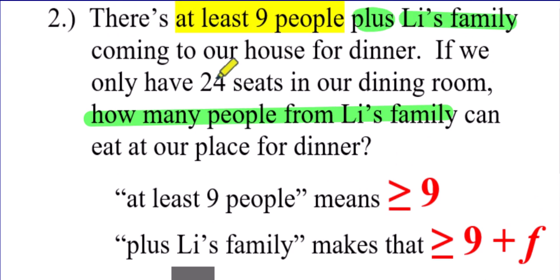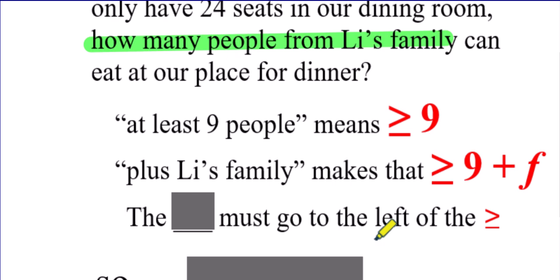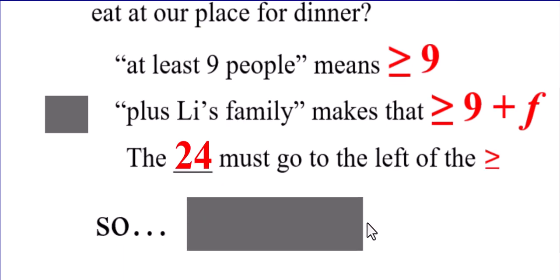So what about this 24 seats? Well, that's the grand total. We're used to having the grand total on the right, but we already have 9 plus F on the right. So that means the total of 24, go ahead and fill in the blank, must go on the other side of the greater than or equal to symbol. It's going to have to go to the left of the greater than or equal to symbol.